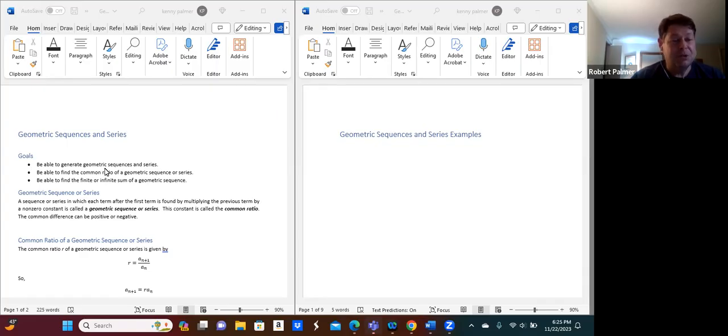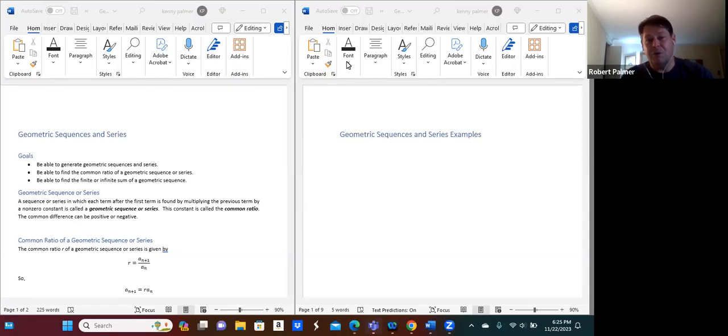Our goal is basically to generate these sequences by finding what's called the common ratio. That's how we create a geometric sequence or series, and also find the value of a sum, whether finite or infinite. A geometric sequence or series is one in which each term after the first is found by multiplying the previous term by a non-zero constant. This is called a geometric series.